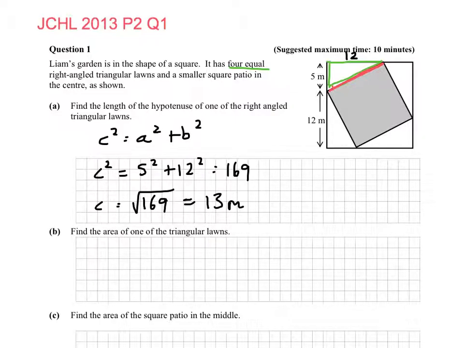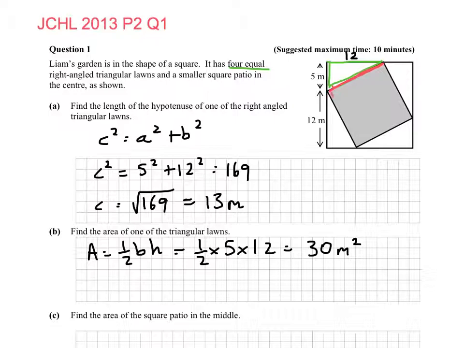We're then asked to work out the area of these triangular lawns. So for this you're going to be using a half base times height, and the base is 5, the perpendicular height is 12, and we get an answer of 30 meters squared.